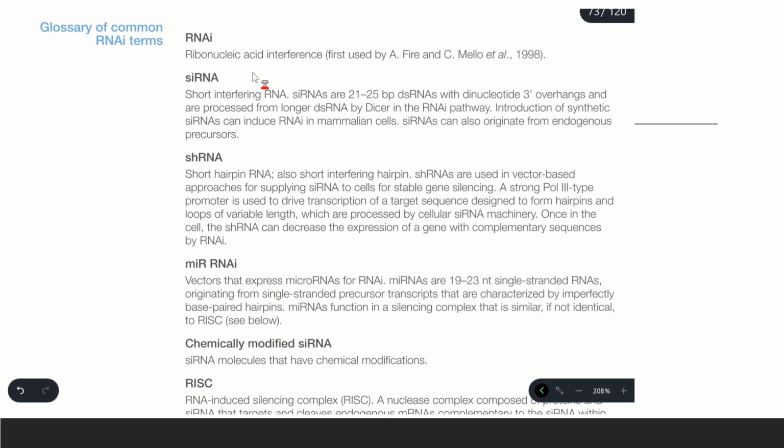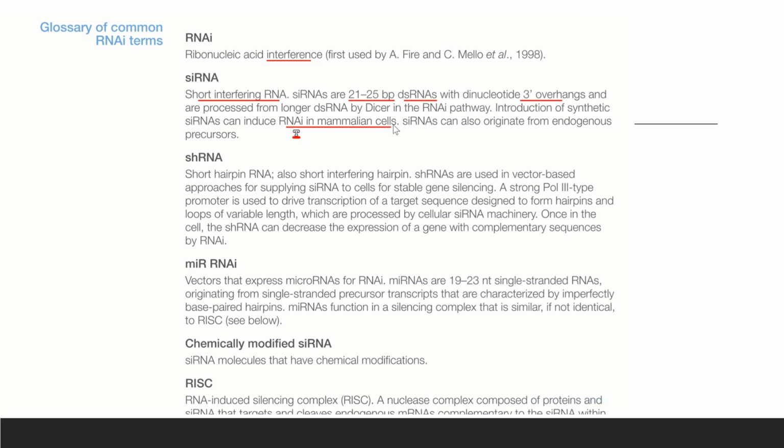Okay, here is terminology that is really common in the field that I think might be good for you to know. RNAi, this is ribonucleic acid interference. siRNA, short interfering RNA. These are usually 21 to 25 base pairs. They're double-stranded RNAs with dinucleotide 3' overhangs, and they're processed from longer double-stranded RNA by dicer in the RNAi pathway. Introduction of synthetic siRNAs can induce RNAi in mammalian cells. siRNAs can also originate from endogenous precursors.